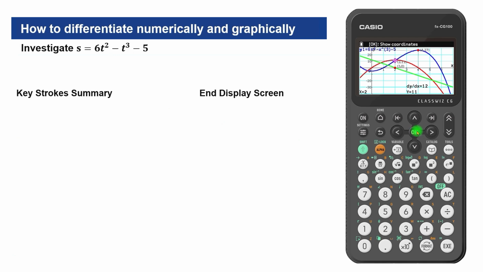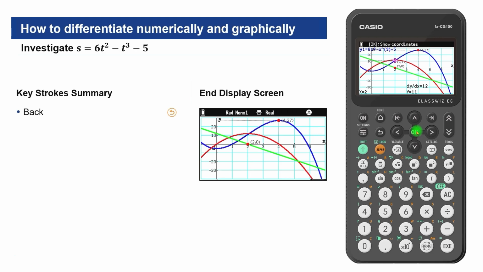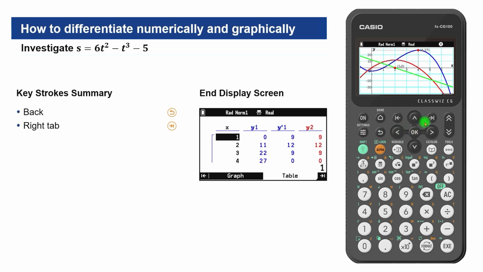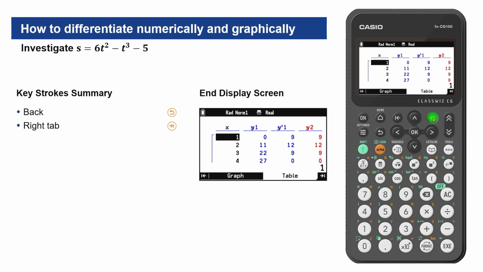In addition to analysing functions and derivatives graphically, the Graph and Table app allows easy investigations to be made using a table. Press back to end the analysis, and then right tab to open the Table tab. The table is populated with the default values of x, which is suitable for this example. As the derivatives have been turned on, y dash columns are also shown.